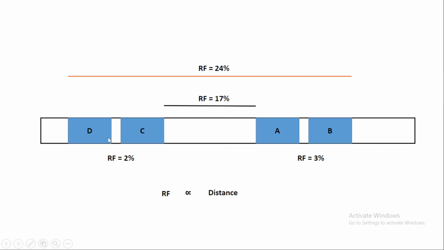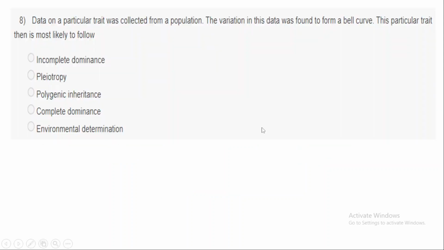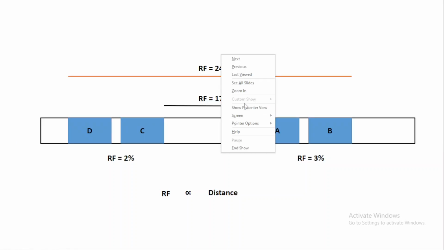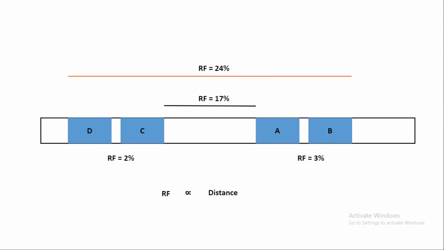Now the arrangement of A, B, C, D could be either one of these. But this is the final arrangement because C and A have a recombination frequency of 17%. So they might be closer than D and B, which is recombination frequency of 24%. So this is how we came to the answer of this arrangement DCAB. Lesser the distance between them.